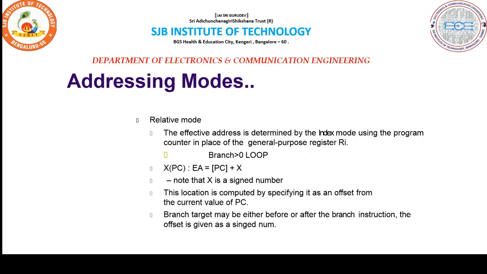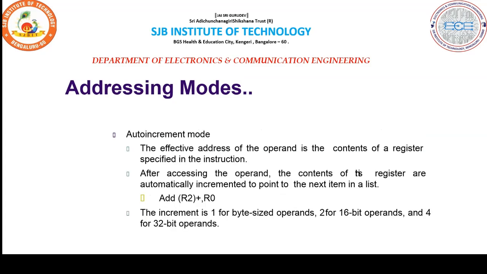So next is the relative addressing mode. The effective address is determined by the index mode using the program counter in place of the general purpose register Ri. So the branch greater than 0, that is loop. X(PC), where EA is equal to PC plus X, and note that X is a signed number, and this location is computed by specifying it as an offset from the current value of the program counter. So the branch target may be either before or after the branch instruction. Offset is given as a signed number.